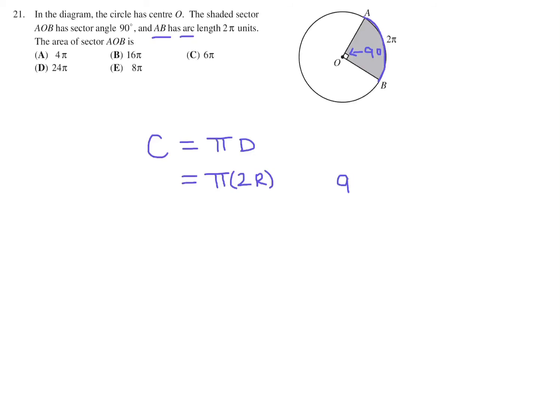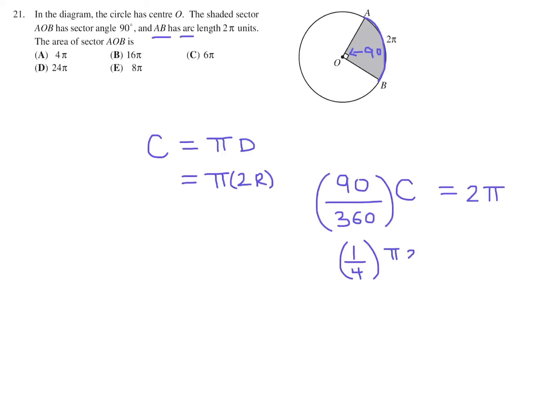And what I like to do is write it in terms of angles. So 90 over 360 degrees, right? The full way around is 360, and I've got 90 in my shaded area. So this is the ratio of the circumference. That is equal to 2 pi. Now 90 over 360 is 1/4, which is exactly what I had said before, that it's a quarter. And the circumference I will write in terms of pi, like that. And that is equal to 2 pi. That's the distance of the arc AB.